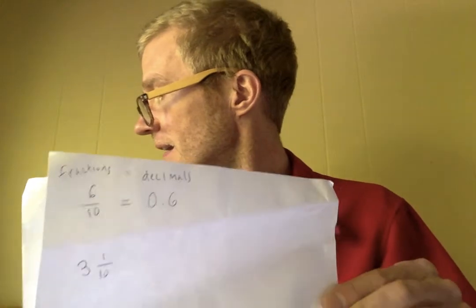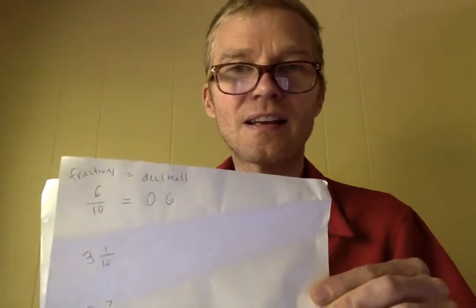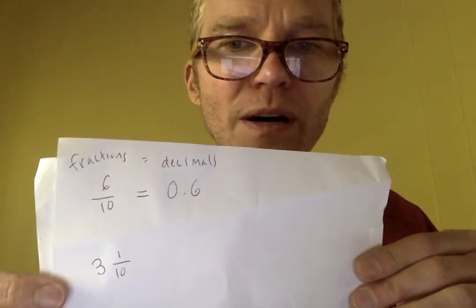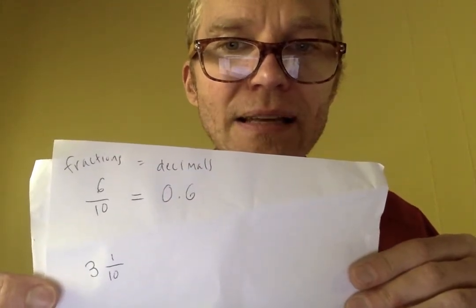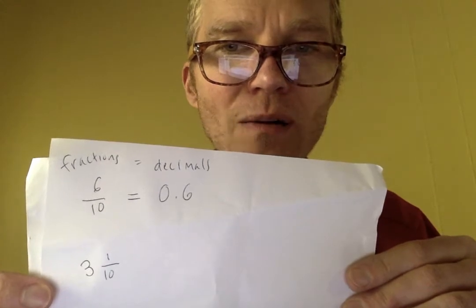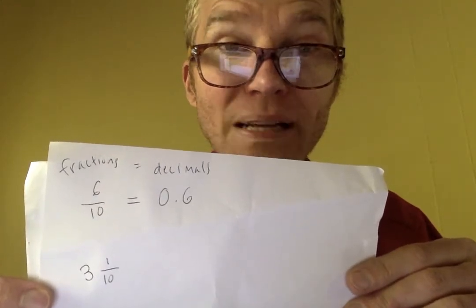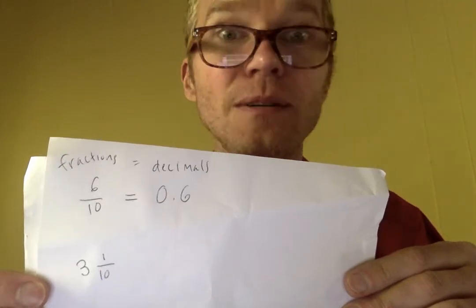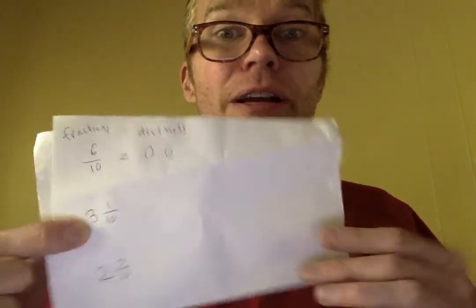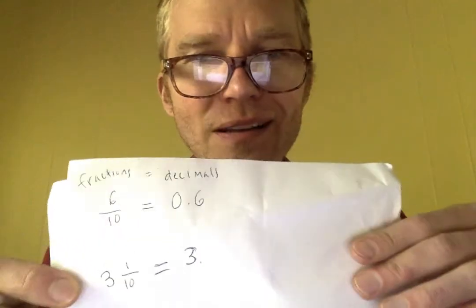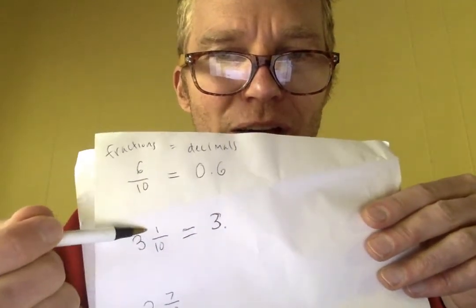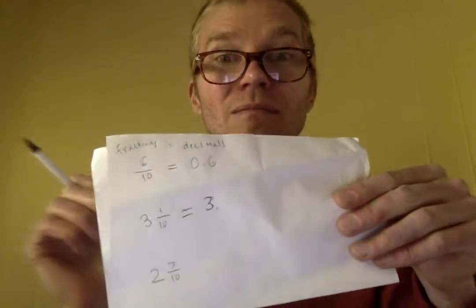0.6. Because there's a 6 in the tenth spot. What about the next one? 3 1/10. Well, what's that going to be as a mixed number in decimals? How many ones do we have? Oh, we got 3, so it's going to be 3 point something. But 3 point what, you may ask? Daniel, 3 point what? Well, we just check it out. Don't worry about it. How many tenths do we have? We got 1, so it's 3.1.